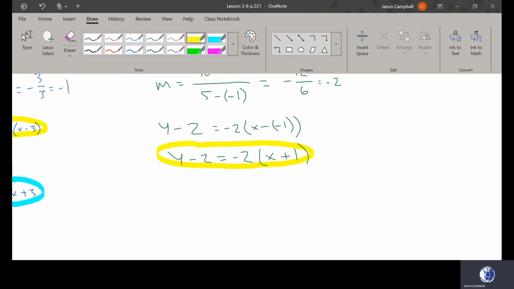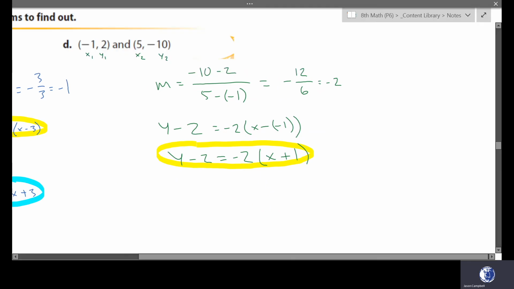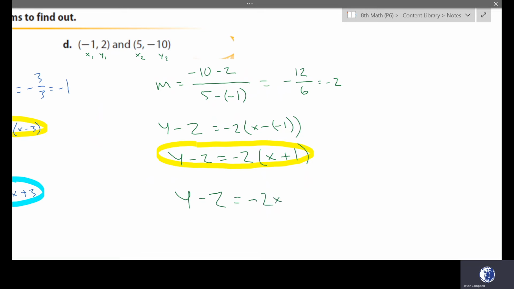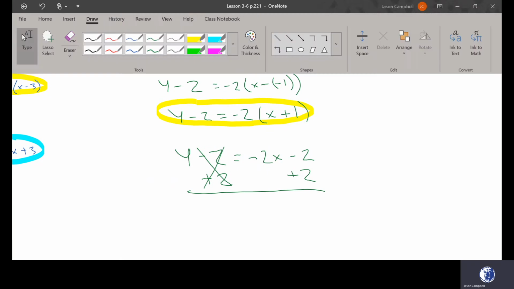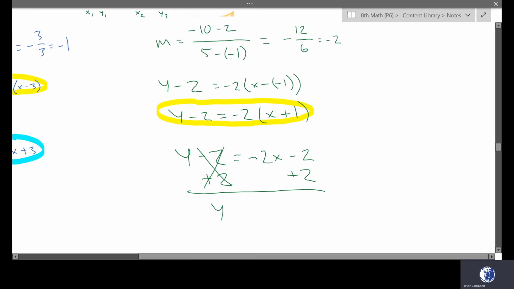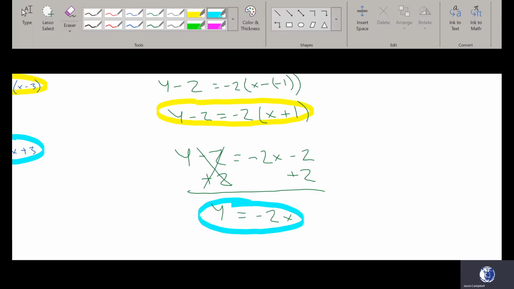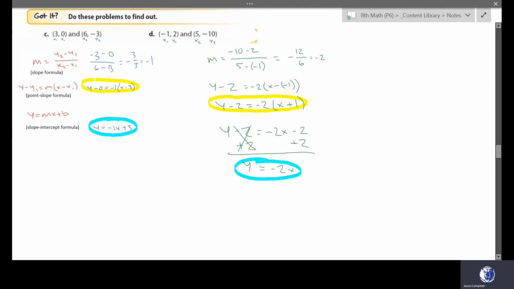And then in slope-intercept, let's solve for y. So y subtract 2 is equal to -2x subtract 2. Then I'm going to add 2 to both sides to get y is equal to -2x, and that's it. So that is my slope-intercept form.